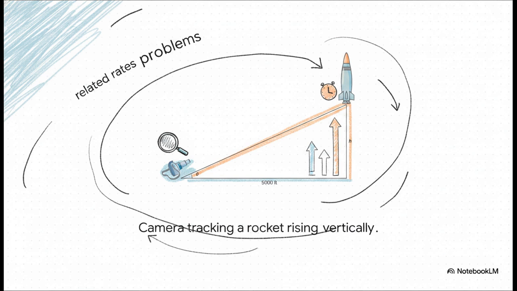A robotic tracking camera is bolted to the ground 5,000 feet away from the launch pad. The rocket takes off straight up. The snapshot in time that we actually care about is when the rocket is exactly 1,000 feet up in the air, at which point its upward velocity is 600 feet per second.